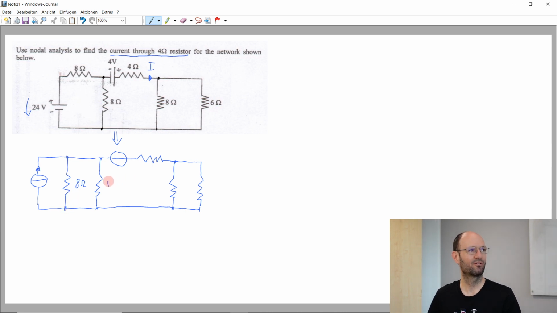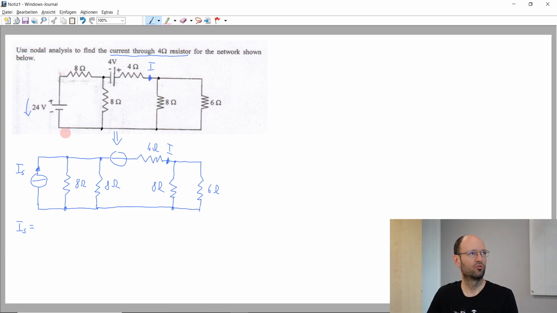And so this resistor here is also 8 ohm. This is the 4 ohm resistor. We are looking for this current I. This is another 8 ohm, and this is the 6 ohm resistor. Okay, so we just converted this voltage source into a current source. First question: how large is this source current here? How can we calculate this?